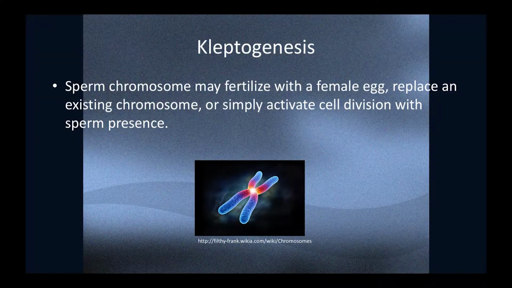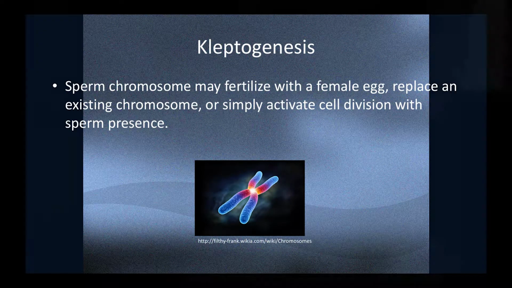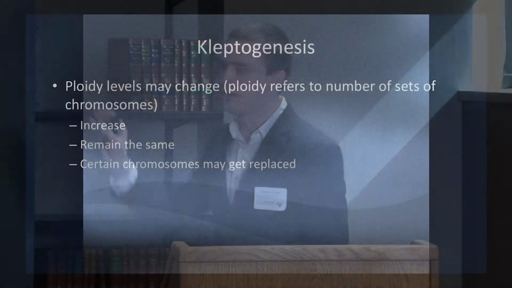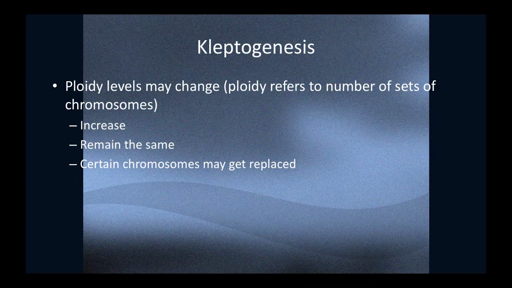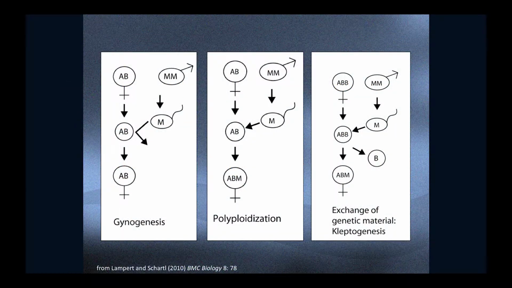Okay, so more on kleptogenesis. Sperm chromosomes may fertilize the female egg, and you could have a replacement of an existing chromosome, or you could simply activate cell division with the sperm present. Okay, so the ploidy levels, which refers to the number of sets of chromosomes in the species, can increase, remain the same, or as I mentioned, certain chromosomes can get replaced. So this diagram demonstrates all that.